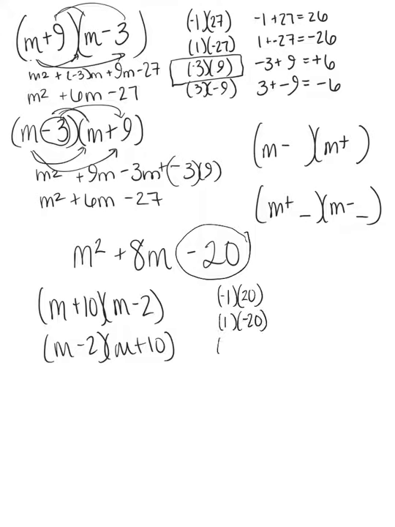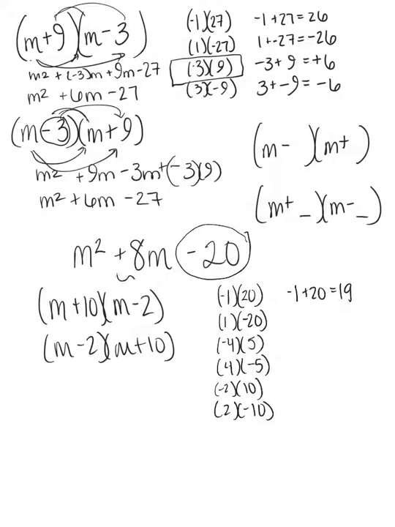All right, negative 4 times 5. Positive 4 times negative 5. And negative 2 times 10. And positive 2 times negative 10. We're going to add these up. Negative 1 plus 20 is 19. I want it to equal what? Well, I want it to equal 8.